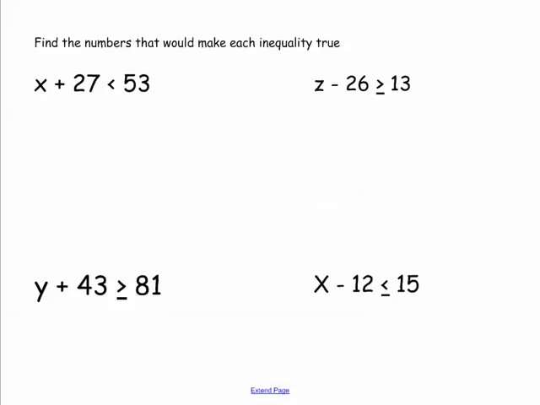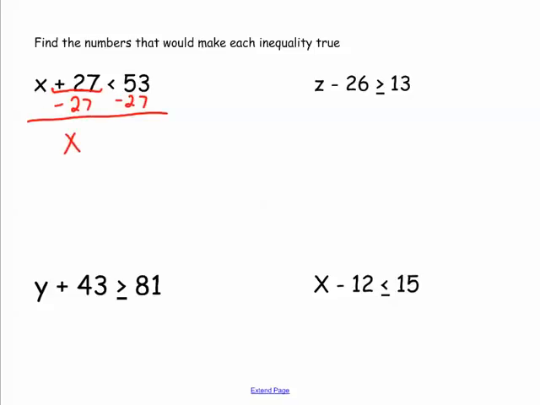Okay. All right. So I'm going to do this one with you. I'll do one with you and then you'll get to do the others. I want you to find all of the numbers that would make this inequality true. All of the numbers. So I'm going to solve it just like an equation. I want to get the variable by itself, so I need to get rid of this plus 27. So I'm going to subtract 27, do the opposite.